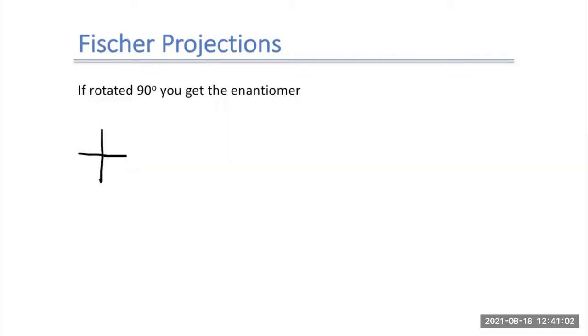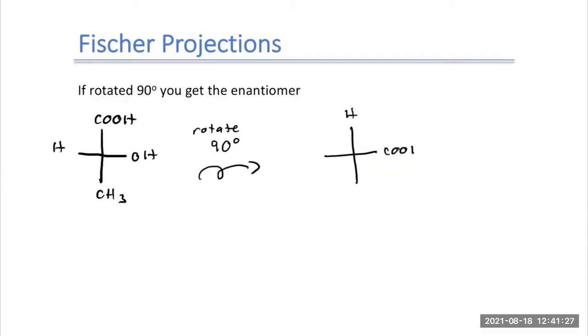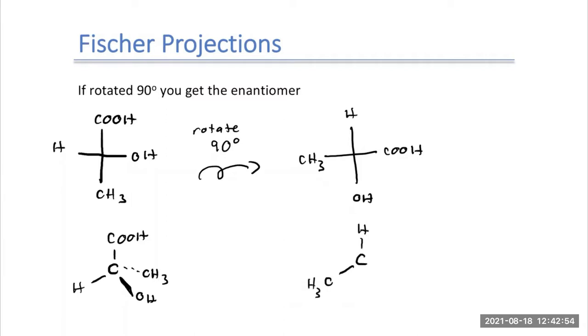So again, let's draw a couple of Fischer projections. Same compound. So that's only 90 degrees, which means HCOOH, OH, methyl. So again, if we try and draw those in their tetrahedrals, we can see that now they're going to be slightly different.